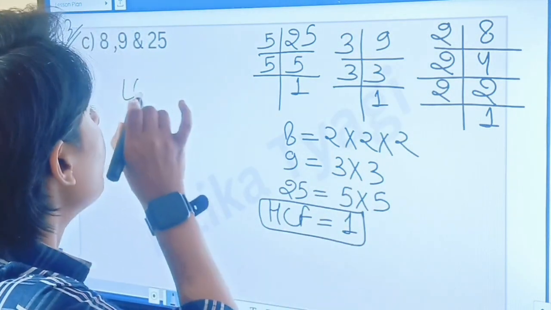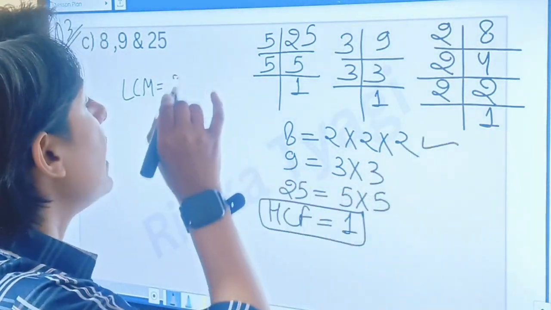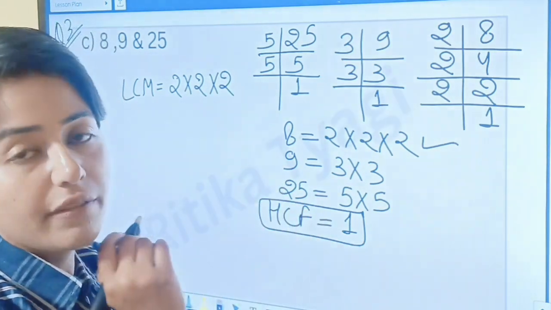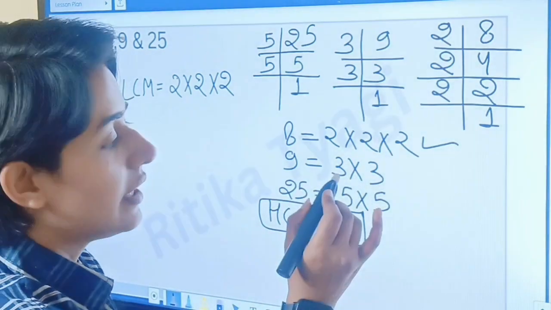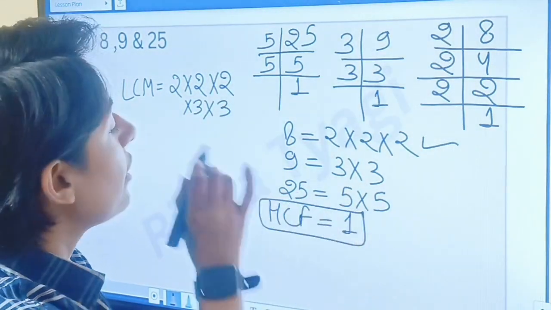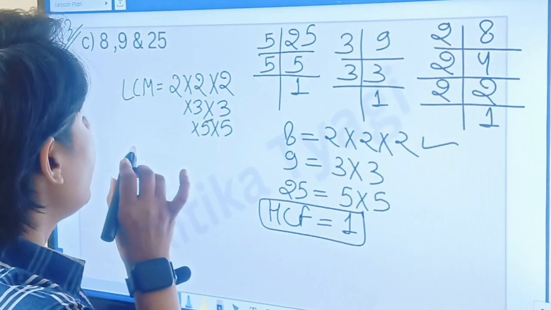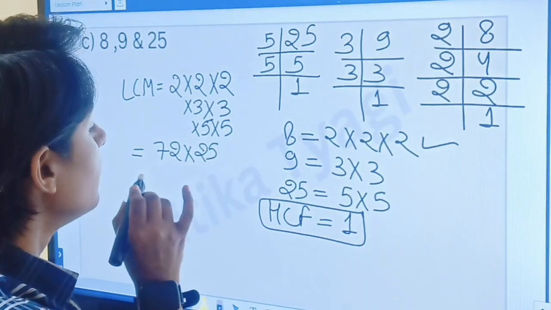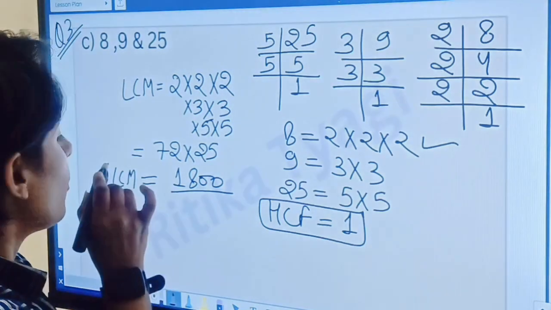Now we have to find the LCM. For finding the LCM, we have to write the factors of any number. Let it be 8, that is 2 multiply 2 multiply 2. Now in the factors of 9 and 25, we have to choose the numbers which are not included in the factors of 8. 3 and 3 are not present, so we have to multiply 3 and 3 also. 5 and 5 are also not present, so we have to multiply 5 and 5. On multiplying all these numbers, we get 72 multiply 25, that is 1800, the LCM for this question.